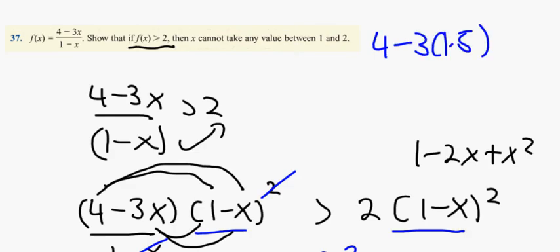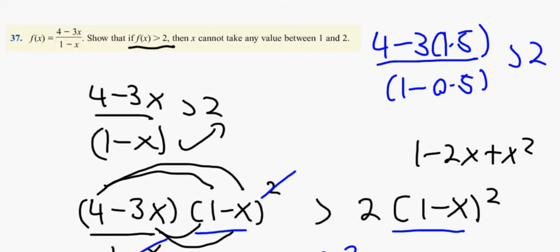we took this equation here, 4 minus 3x over 1 minus x, and it has to be bigger than 2. Replace it with all the 1.5s. So you're going to get 4 minus 3 times 1.5 over 1 minus 1.5. What happens is we can figure out 3 times 1.5 is 4.5, and 4 minus 4.5 is minus 0.5 for the numerator, and it's also minus 0.5 for the denominator.